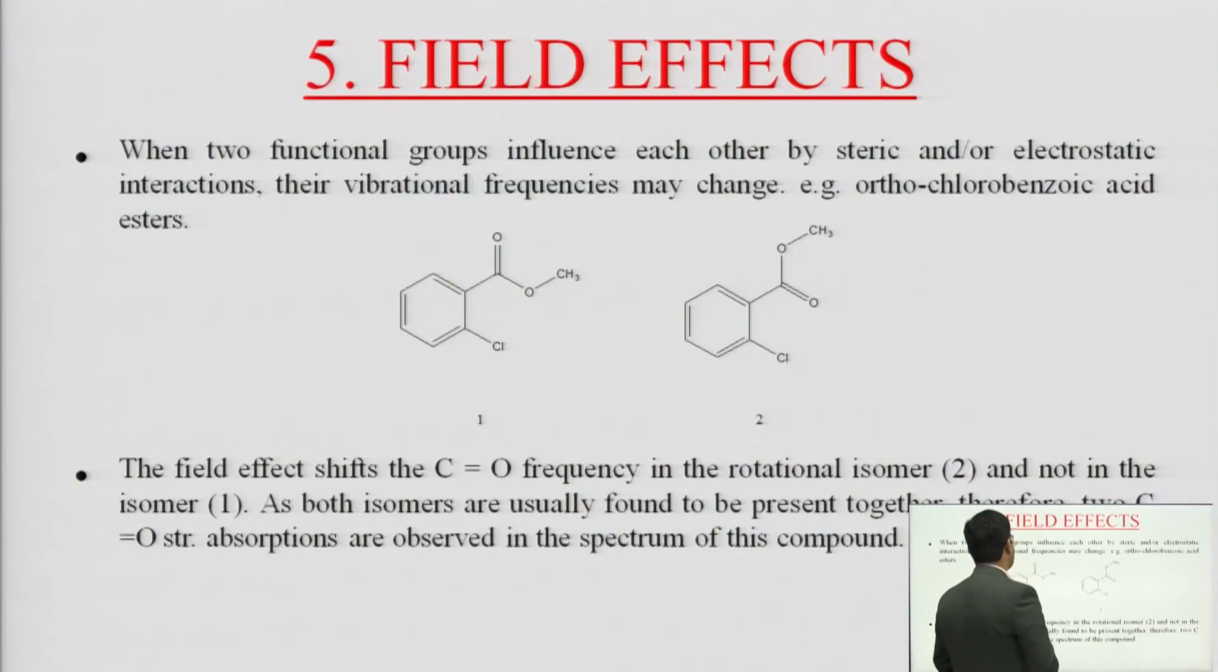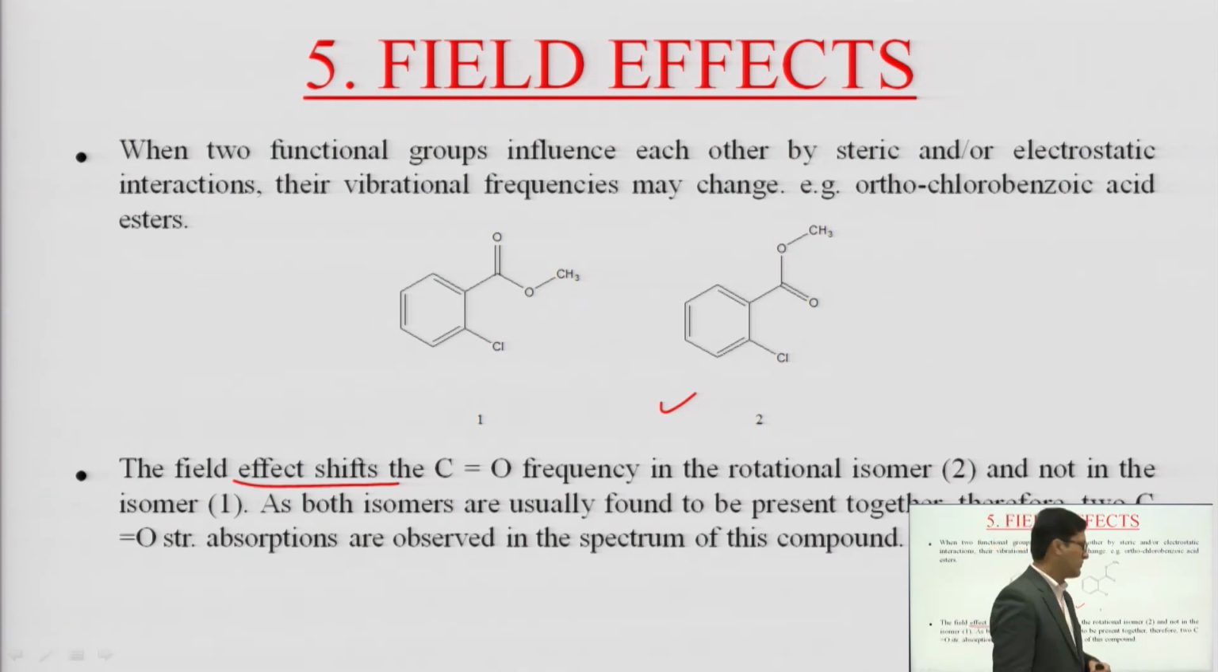And next is the field effect. When two functional groups influence each other by steric or electrostatic repulsions or interactions, their vibrational frequency may also change. For example, ortho-chlorobenzoic acid esters. In this case, we can see the field effect shifts the carbonyl frequency in the rotational isomer number 2 and not in number 1, as both isomers are usually found to be present together. Therefore, two carbonyl stretching absorptions are observed in the spectrum of this compound number 2.